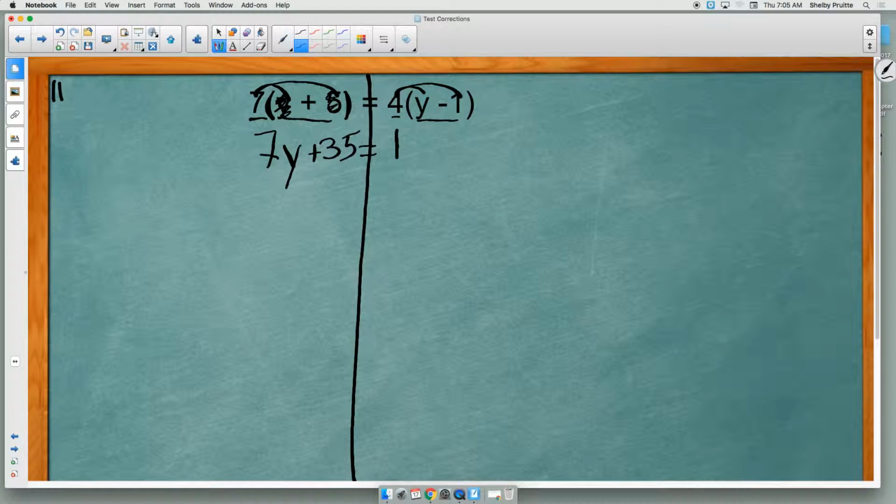I have 4 times y gives me 4y. That's gone. Now I'm left here with a negative 1. So 4 times negative 1 is a negative 4. So I can write it like minus 4. Those are the same things.